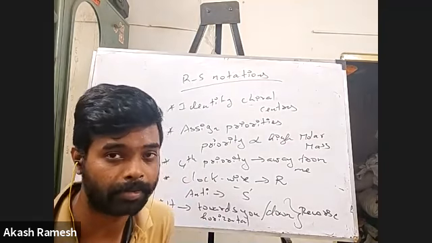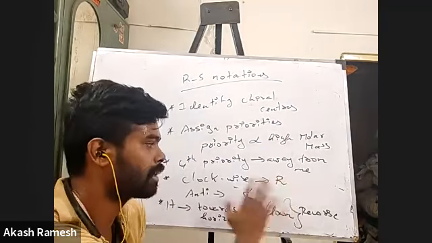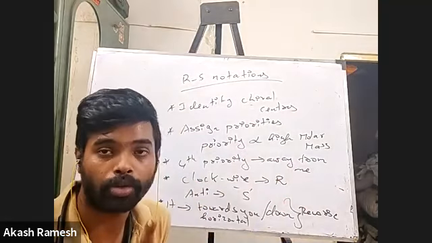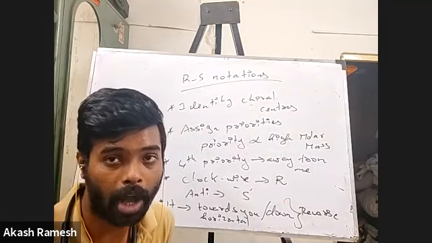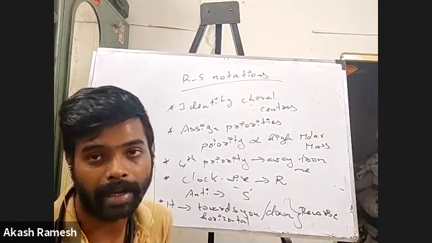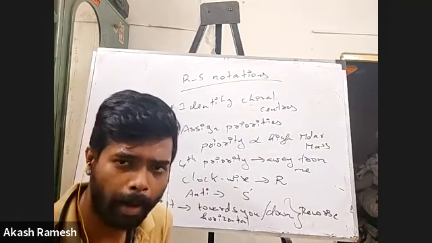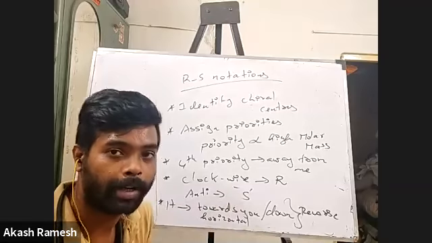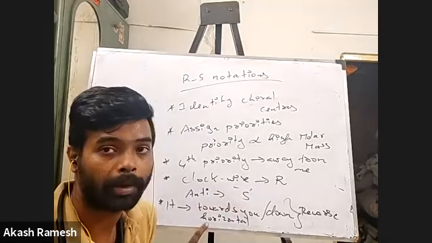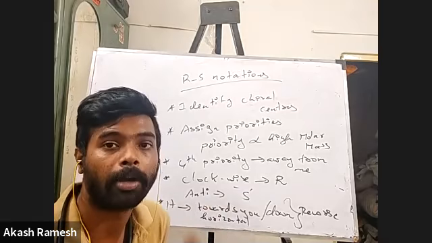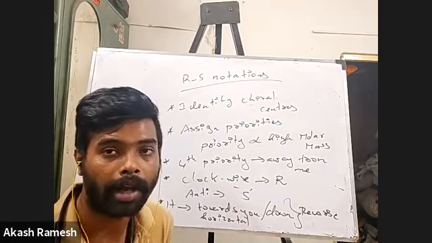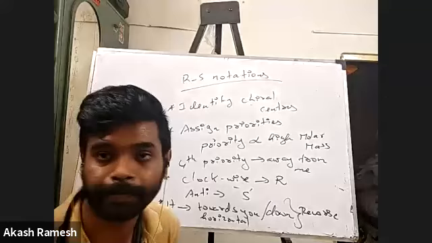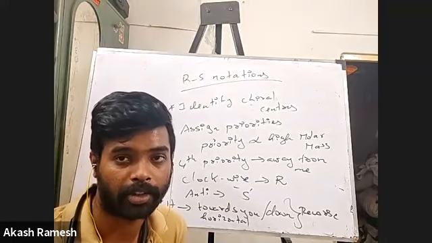Any doubts? So please understand, everything you will do normally. That is, you assign priorities, and you trace from 1, 2, 3, 4 to see which direction you are going. If it is clockwise, then it is R. If it is anti-clockwise, then it is S. But if you find that the hydrogen atom is pointing towards you or pointing down, or in Fischer's formula it is in the horizontal position, at that time you reverse whatever you got. If you got R, put it as S and vice versa. If you follow these simple points, you'll be able to give the R and S notations.